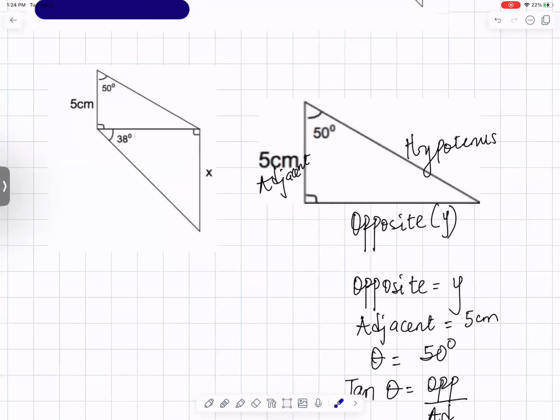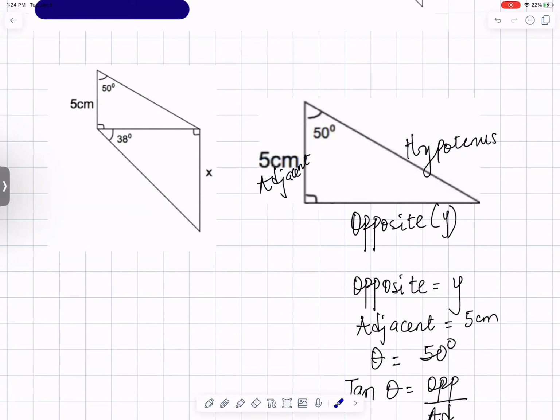Earlier, we stated that you have to look at the side opposite the marked angle, and that location is called the opposite. Opposite is labeled y here, because we already have x as the unknown in the two triangles combined. Then the longest side, we established earlier, is always the hypotenuse of your triangle. Then our adjacent side here is 5 cm.